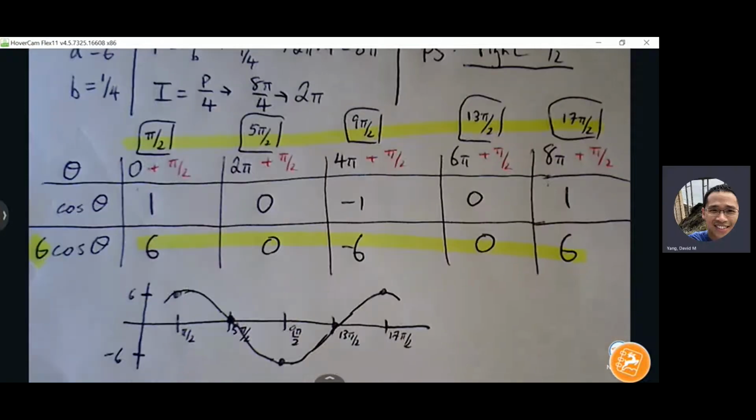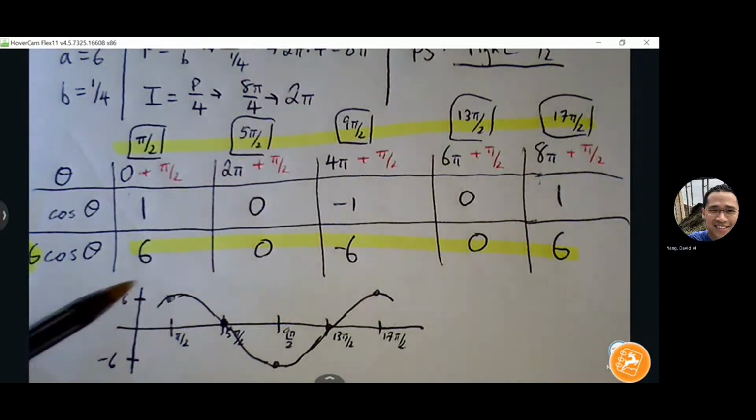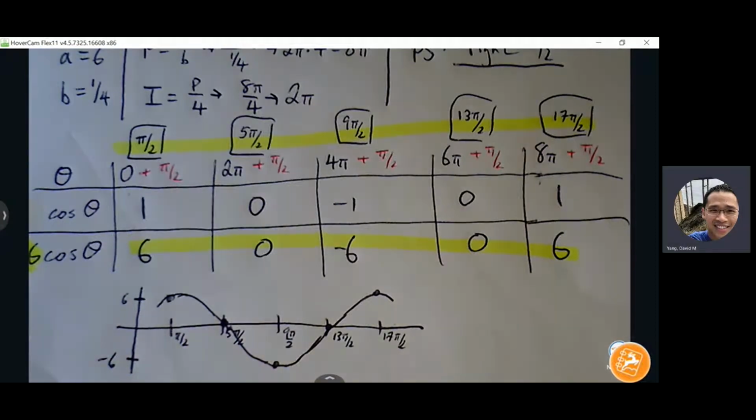So we're starting at pi over 2, and then we're incrementing all the way to 17 pi over 2, and the ordered pair is pi over 2 comma 6. You can adjust and label whatever, as long as you label your graph, make it as wide or as thin as you like, as long as I see where those ordered pairs are.